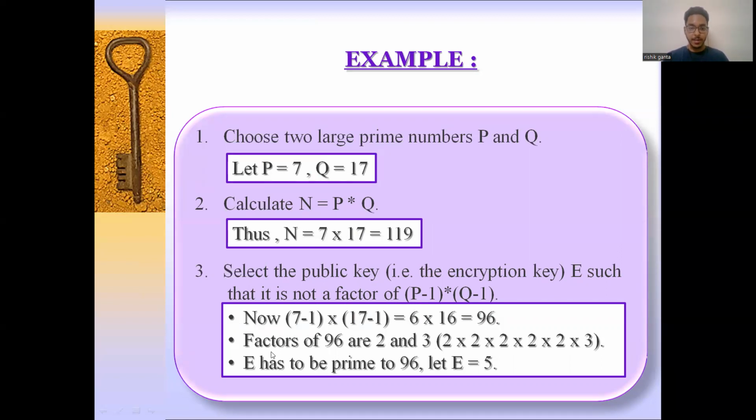Now p minus 1 here is 7 minus 1 and q minus 1 here is 17 minus 1. So that equals 6 into 16, which is 96. Factors of 96 are 2 and 3, because 96 can be written as 2 to the power 5 into 3. So E has to be prime to 96. So let E equal to 5.